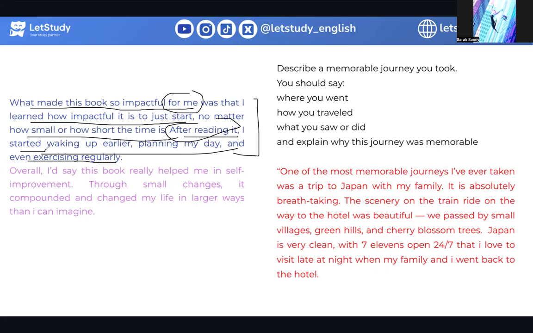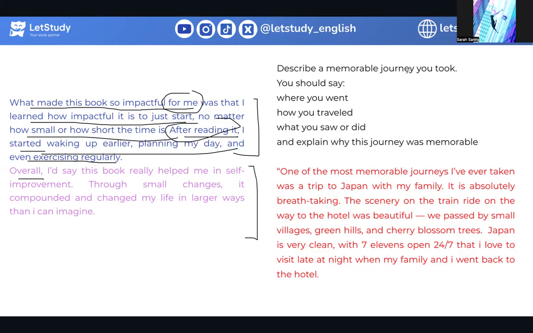Nah, bagian ketiga ini tuh the conclusion. Is overall, I see this book really helped me in self-improvement. Biasanya conclusion starts with, overall, in conclusion, kayak gitu.